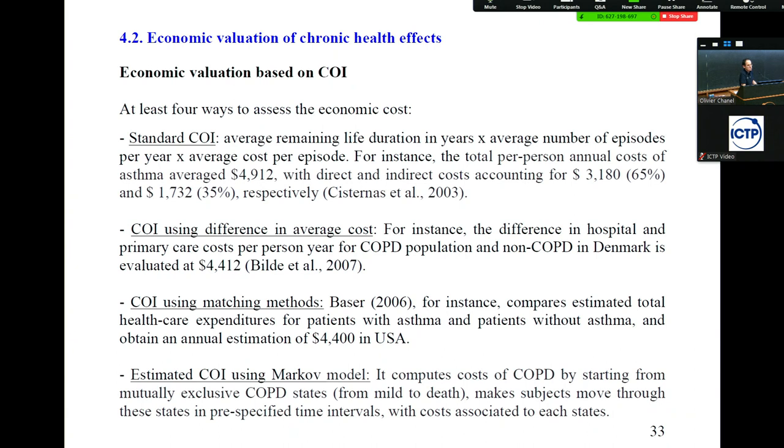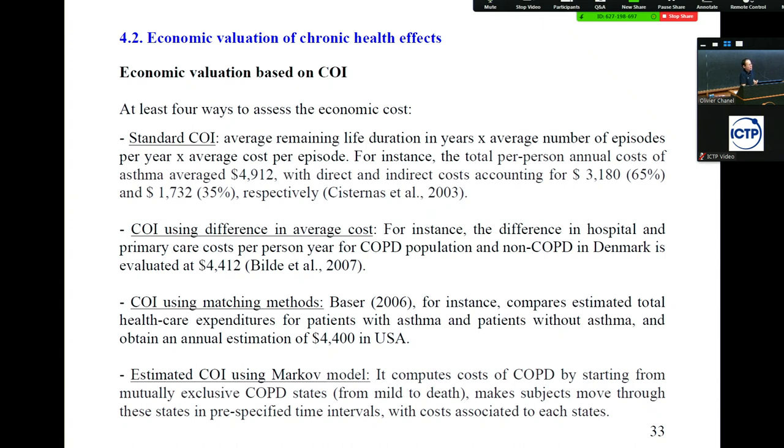And then, for instance, you estimate asthma as being worth $4,900 per year, computed as shown here with the standard COI.